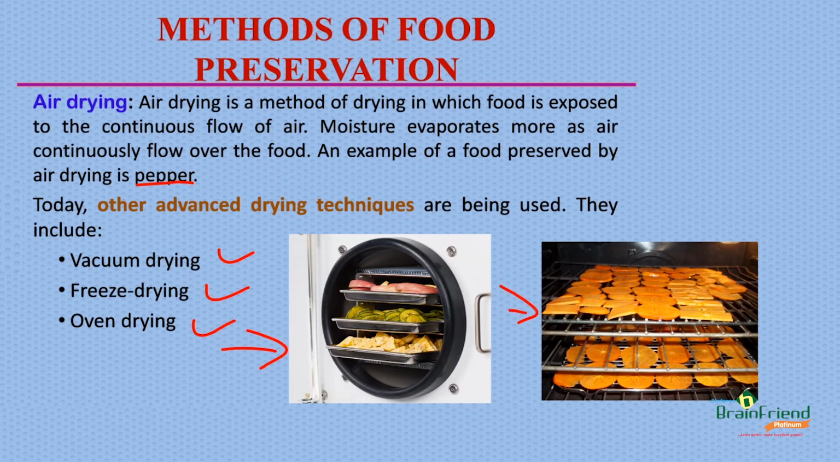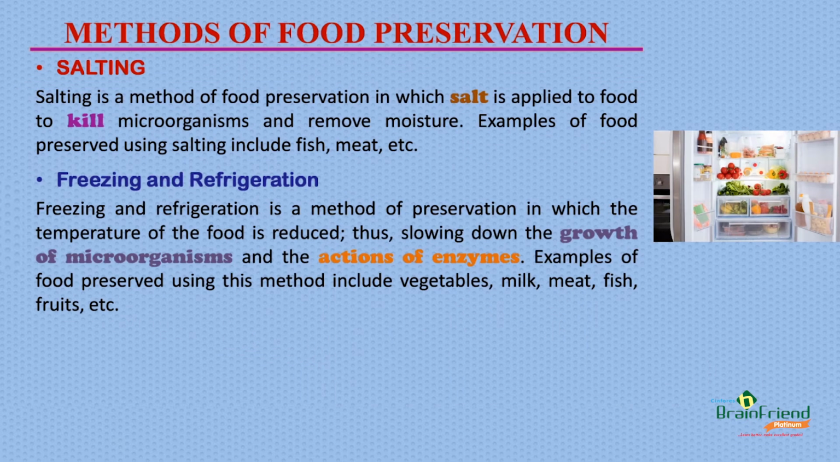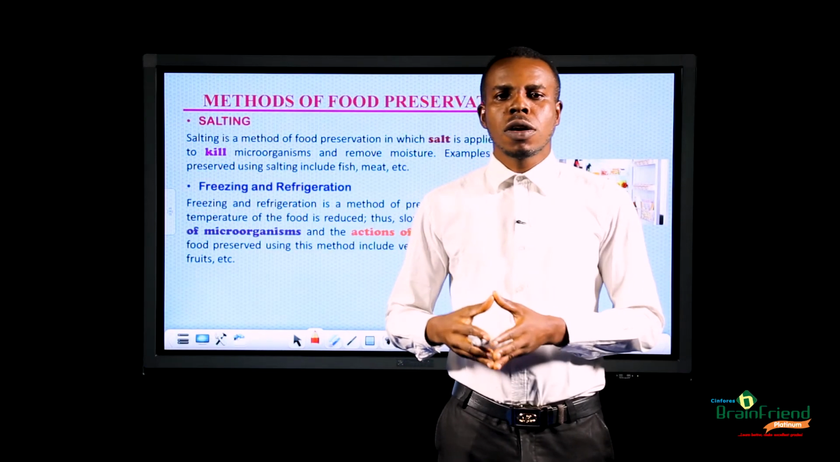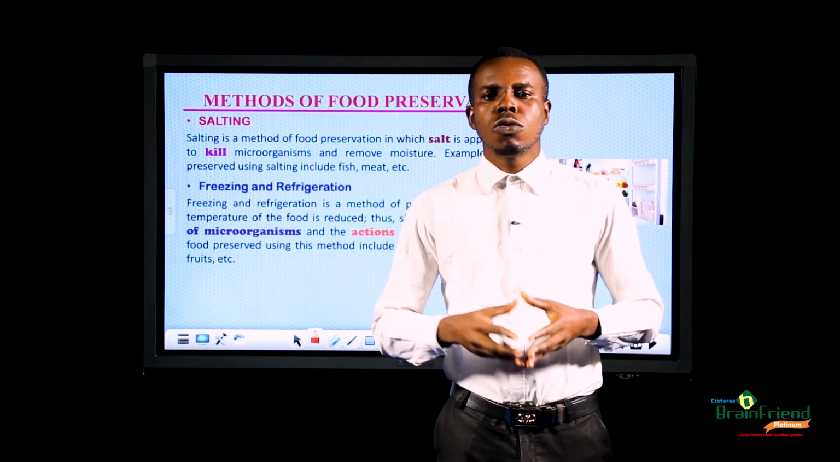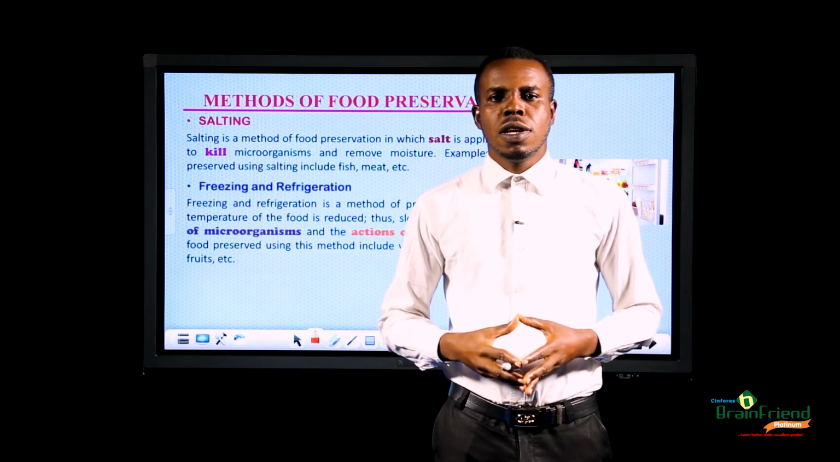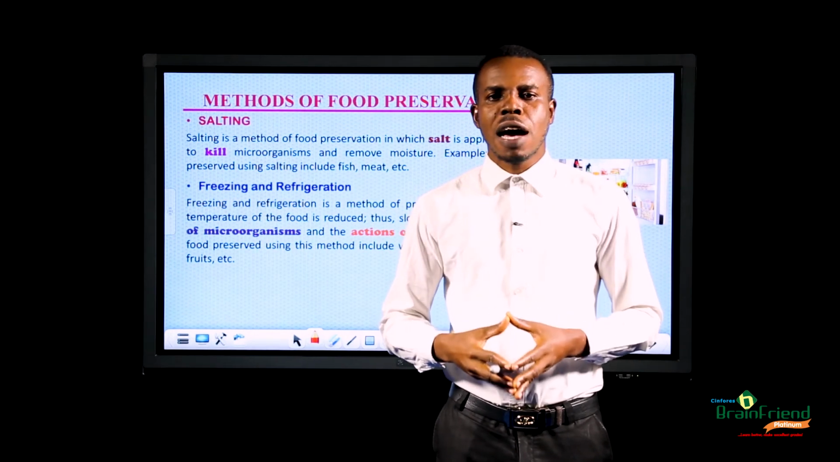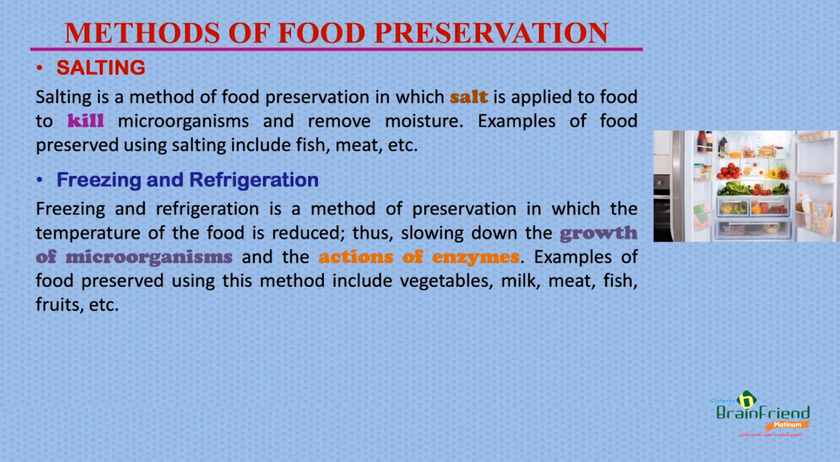The next method of food preservation, which we are going to be looking at, is salting. Salting is a method of food preservation where salt is applied on food materials. The salt kills microorganisms in food and also removes the moisture content. Examples of food preserved using this method are fish, meat, etc.